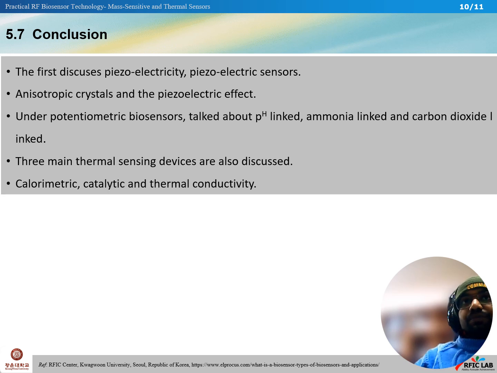Now, conclusion. In this slide, we will discuss the piezoelectricity sensor and the different types of sensors under the piezoelectricity sensor, the anisotropic crystal and the piezoelectric effect, and also we discuss the potentiometric biosensor and talk about the pH link, that is the ammonia link and carbon dioxide. Then we will talk about the three different types of thermal sensor, that is calorimetry, catalytic and the thermal conductivity.